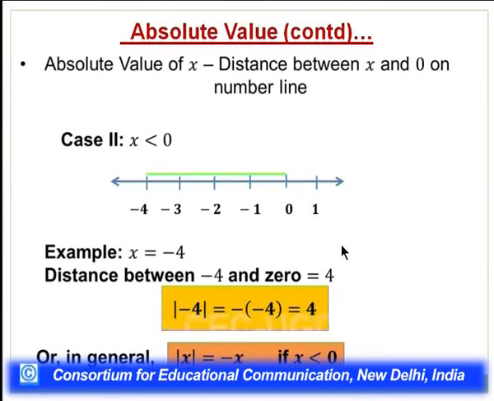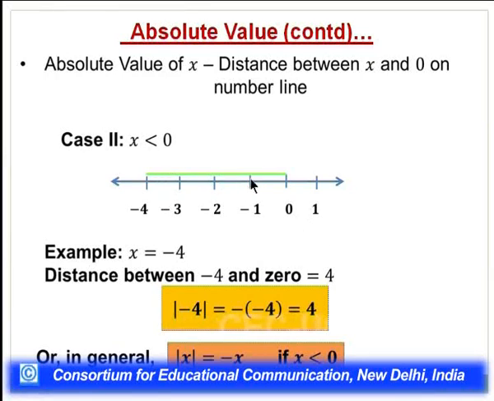Let us now look at the second possibility, where x is negative. In particular, let us assume that x is equal to minus 4. So now the absolute value of minus 4 is going to be the distance between minus 4 and 0 on the number line.